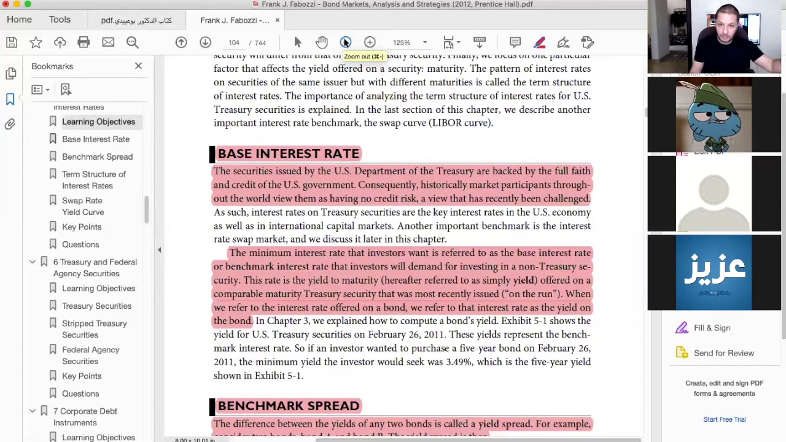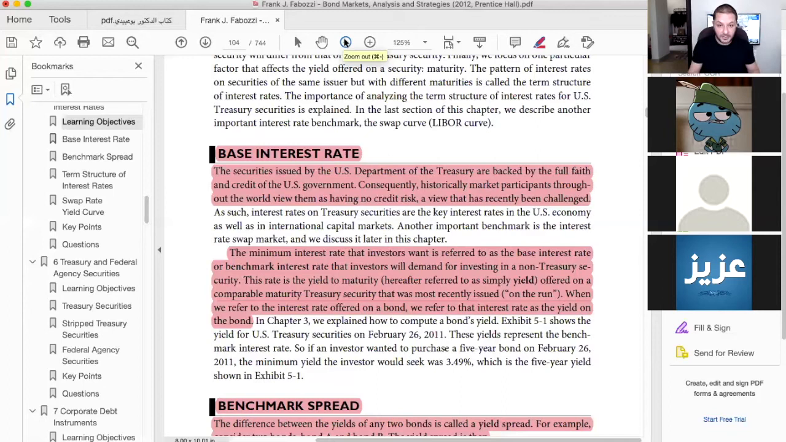So when you are investing in a corporate bond, you will ask first for a minimum, what we call base interest rate. This base interest rate should be the yield offered by an equivalent bond issued by the government. When we say equivalent bond, we mean a bond issued by the government which has the same characteristics as the bond issued by the corporate. Same maturity, for example, same rating, right? These factors will make two bonds considered as equivalent when they have the same maturity and the same rating.